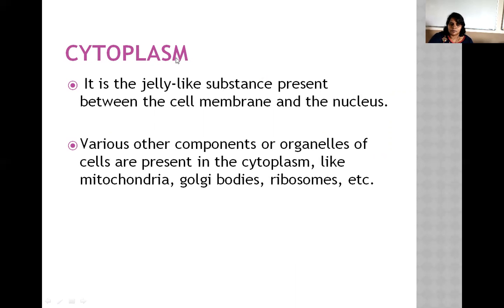Cytoplasm. Cytoplasm is a jelly-like substance which is present between the cell membrane and the nucleus of the cell. Various other components, or cell organelles, can be present in the cytoplasm in the case of eukaryotes, whereas cell organelles are absent in the case of prokaryotes.